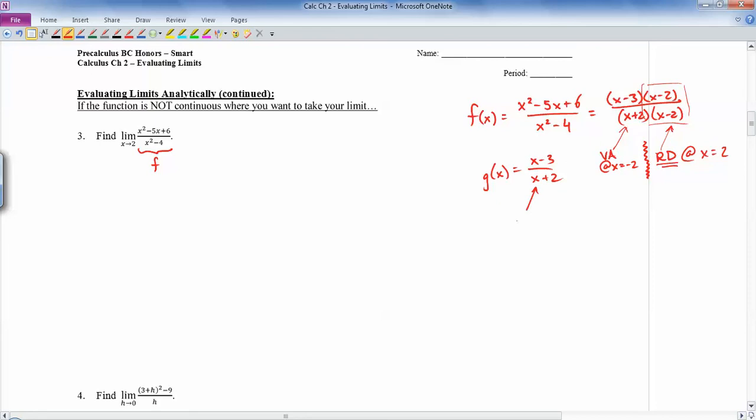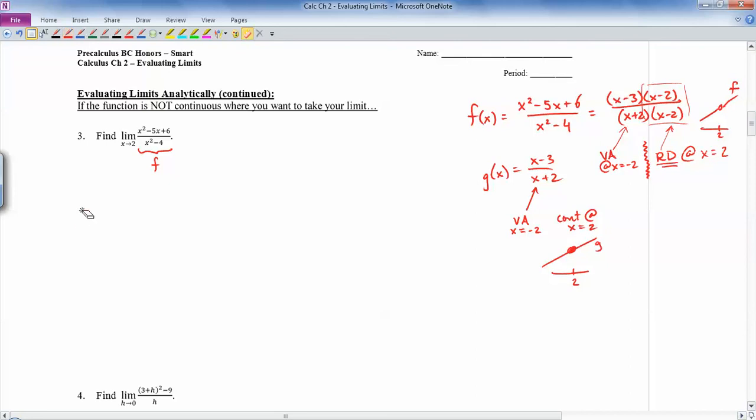This one then is actually nice and continuous. This one still has the vertical asymptote at x equals negative 2, but it's continuous at x equals 2. This one has a hole at 2, when x is 2. This one is the same picture except that the hole is filled in at x equals 2. So this one's g, this one's f. Okay, so what does that mean for our limit?